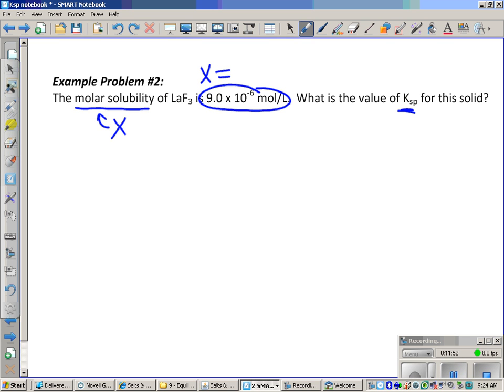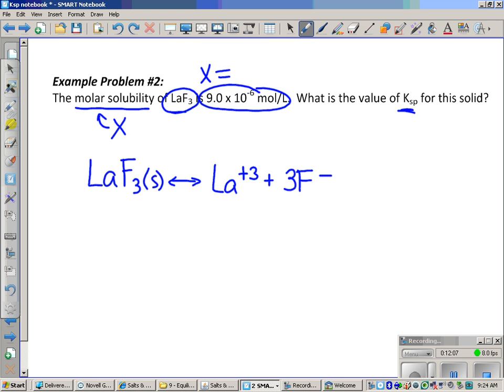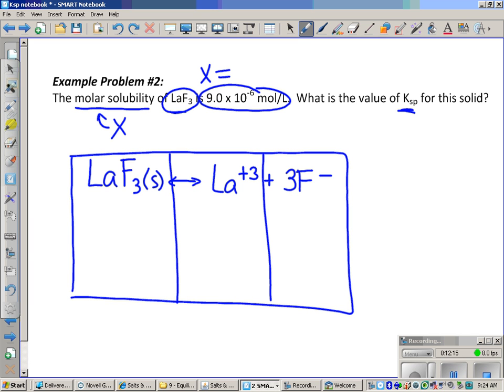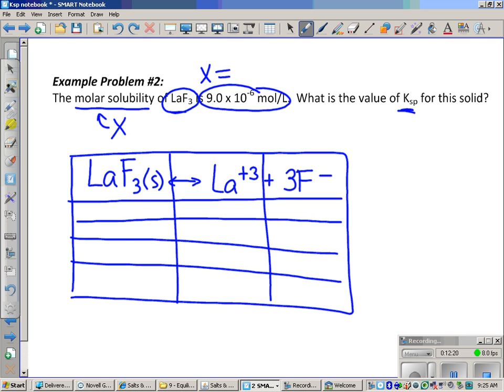To calculate KSP, we have to know the equilibrium concentrations. So we have to start by writing our equation, which we said we are always going to have to start with doing. LaF3 is always a solid if it's a KSP. It breaks up into La plus 3 and 3 F minuses. Both of those are aqueous, and if you want to write that there, you can. Make a table around it. Get rid of this box, we don't care anymore because it's a solid.